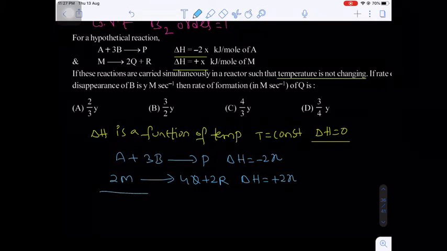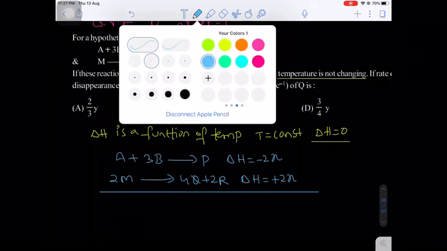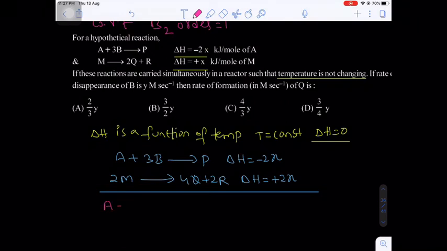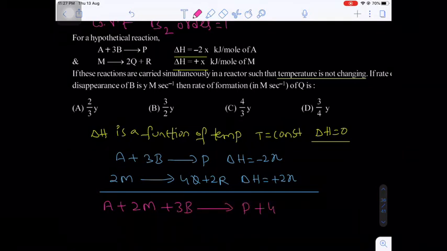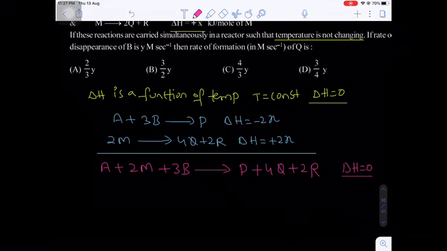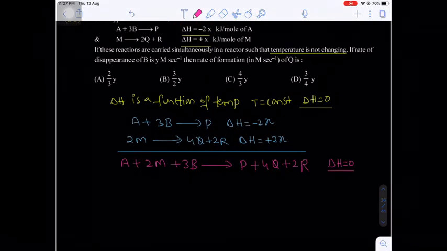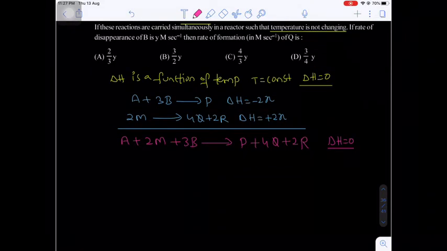Here the delta H value will be plus 2x. By adding these two equations you will get the net reaction. What is the net reaction here? A plus 2M plus 3B gives rise to P plus 4Q plus 2R, and finally the net change in the enthalpy delta H will be 0 because temperature is constant. Enthalpy is a state function here, it depends on temperature, and since temperature is constant, there will be no change in the enthalpy.